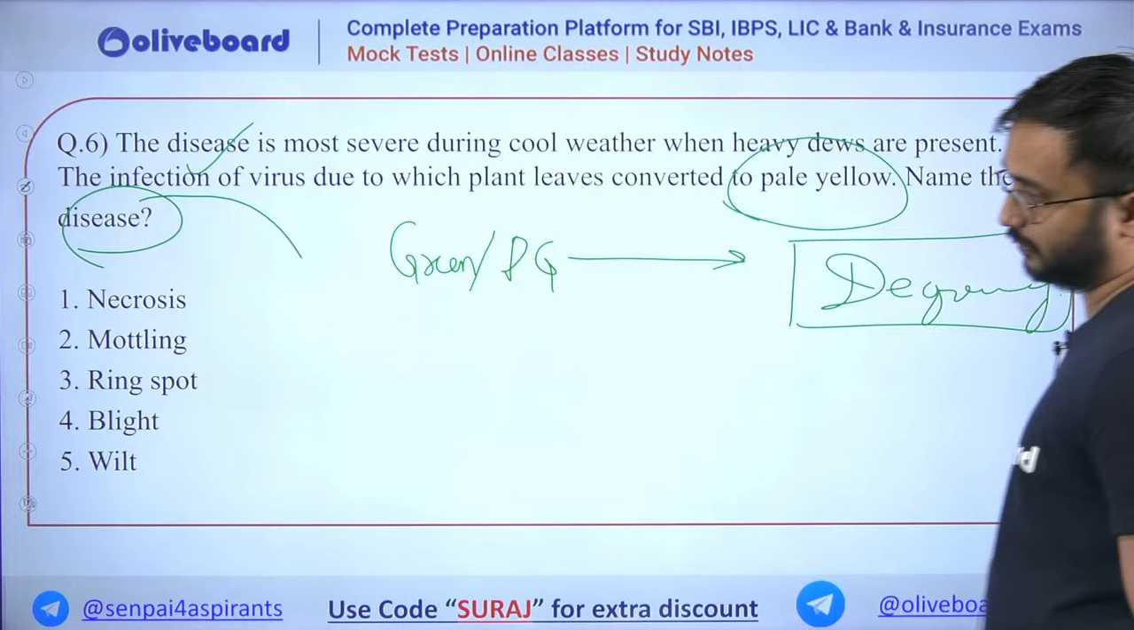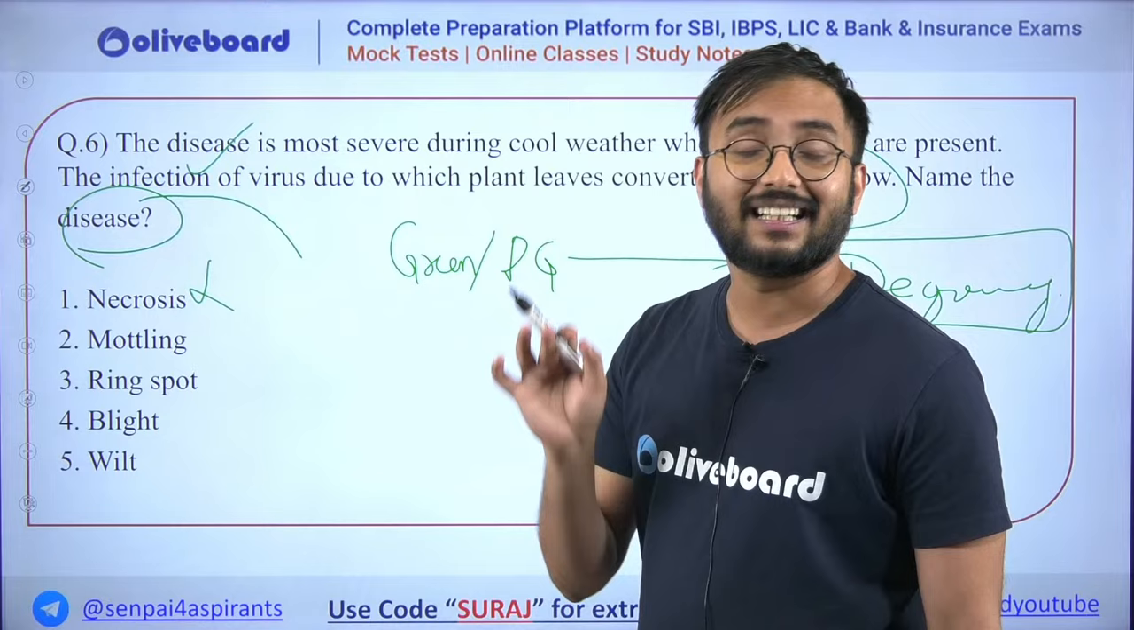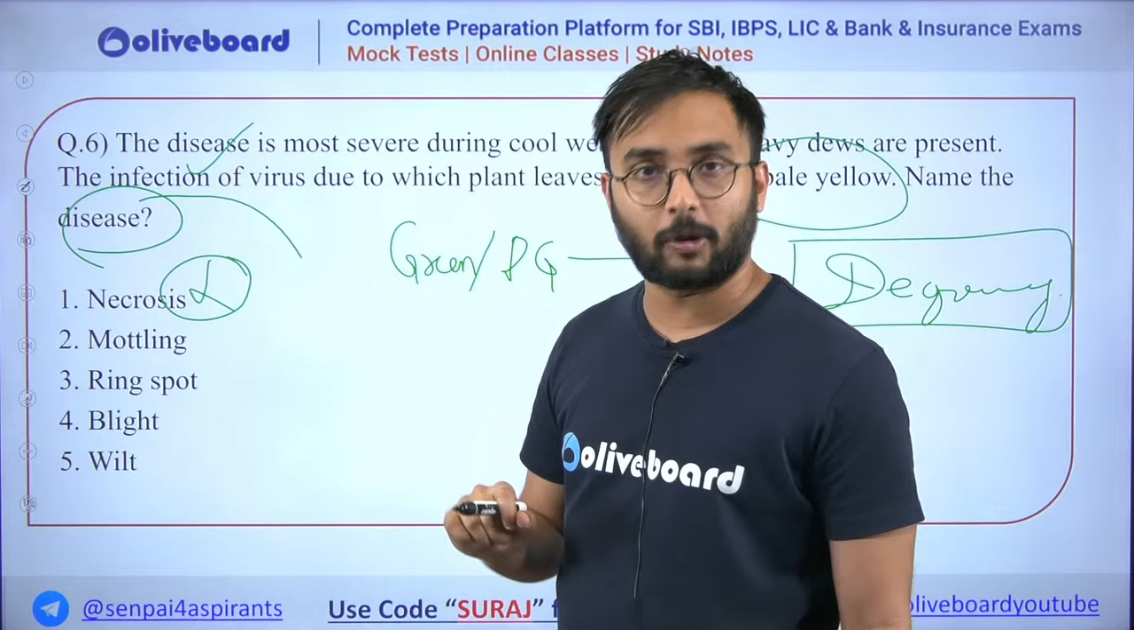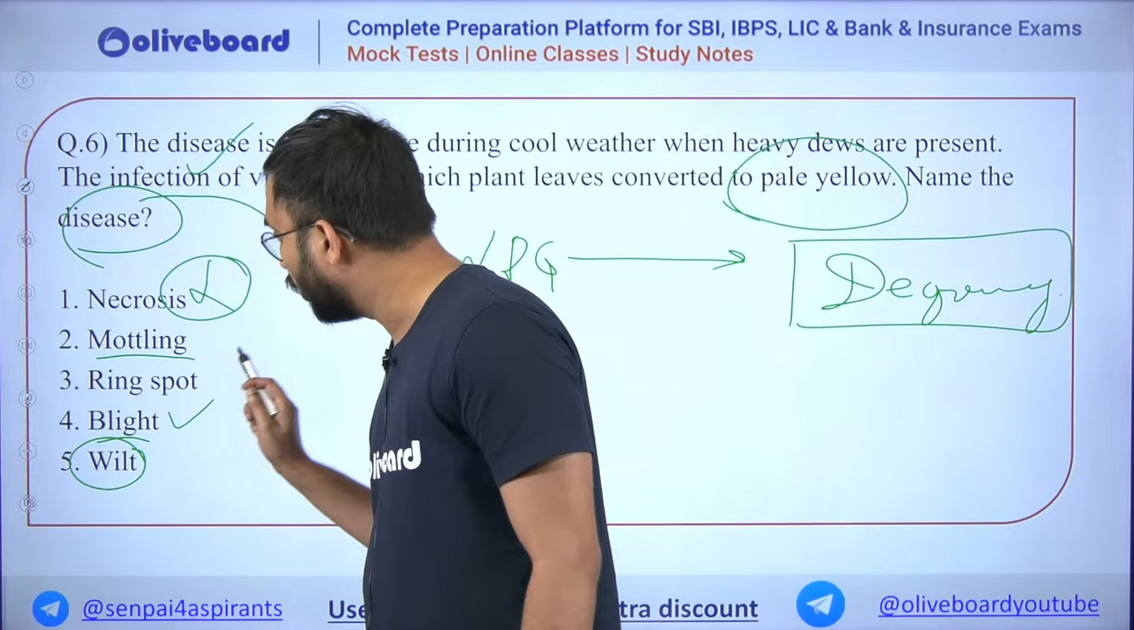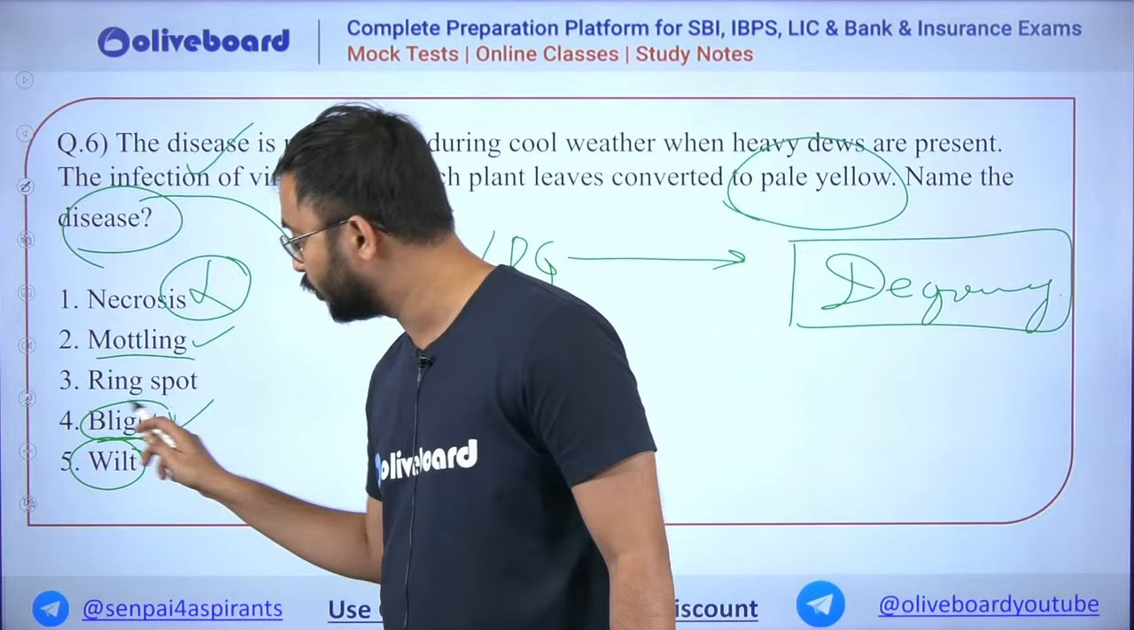What is necrosis? Necrosis is the death of tissue or plant cells. So necrosis is never related to the color of your plants. It is actually death or rotting of plant parts. Mottling and blight: wilt is the drying of parts of the plant. Blight or mottling are not related to coloration. Blight spot disease is again a disease which is related to insects.